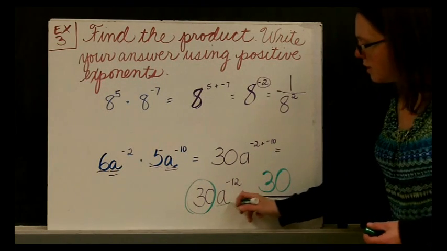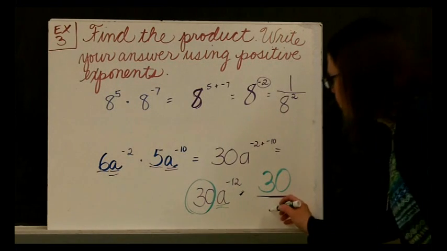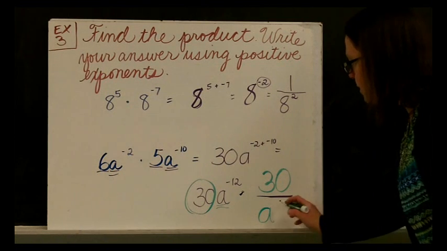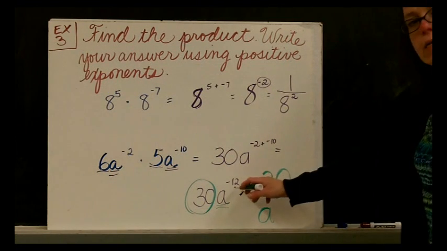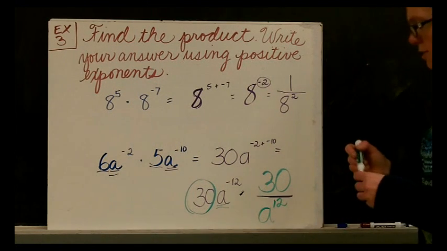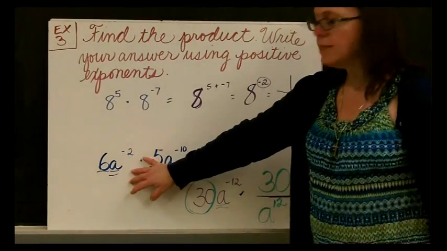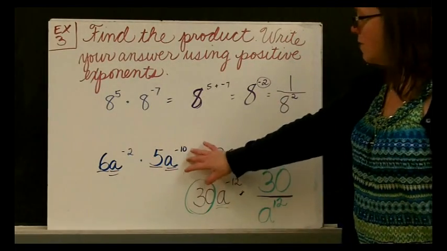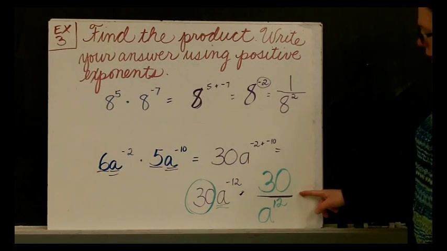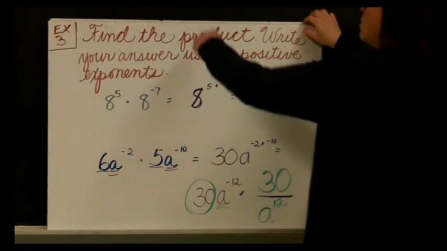And then this next piece, this a to the negative 12, well, we move the base a to the denominator. And instead of having it raised to a power of a negative 12, sitting in the denominator, it becomes a positive 12. So our product of 6a to the negative 2nd power and 5a to the negative 10th power is 30 divided by a to the 12th power. And we have one more example.